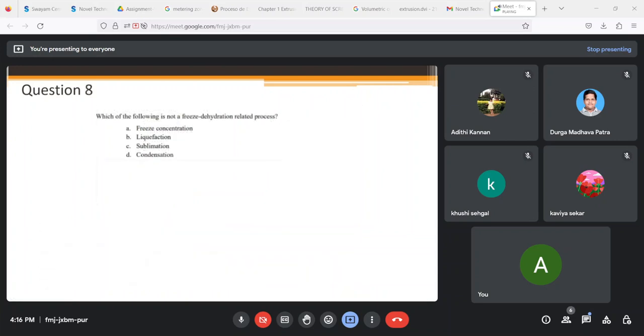So hope this is clear. Any doubts regarding the function of any of the components?